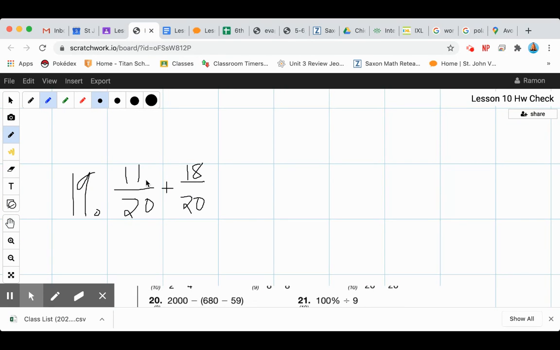For number 19, we're being asked to add. They already have the same denominator, so it's just 11 plus 18, which is 29. And again, the denominator stays the same.